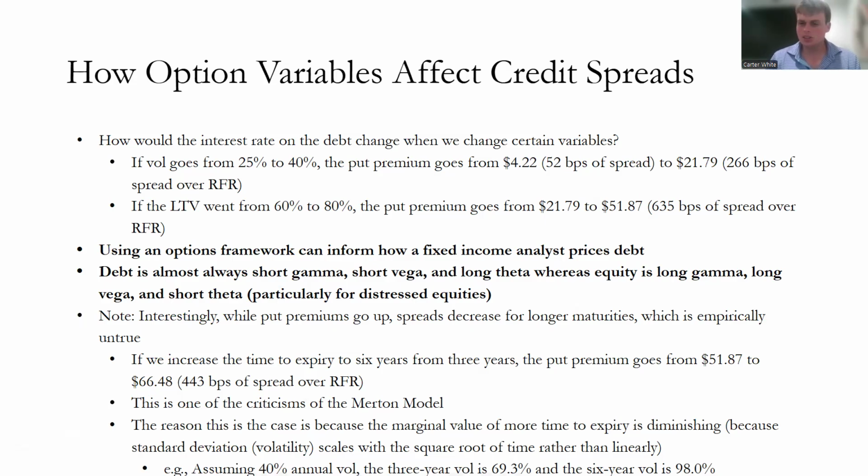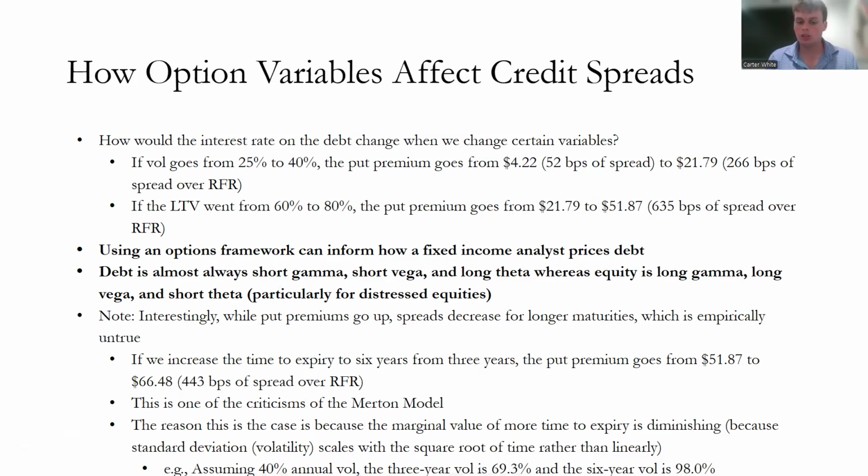And this is kind of a weakness of the Merton model, actually. You can see when the time to expiry goes from 3 years to 6 years, the put premium still goes up, which makes sense conceptually. But because it is not nearly doubling, the spread actually, if you do an annuity and annualize to see what you're actually paying per year in interest, is going down from 635 to 443, which doesn't really make sense because if you think empirically, usually the longer dated the debt instrument, the wider the credit spread.